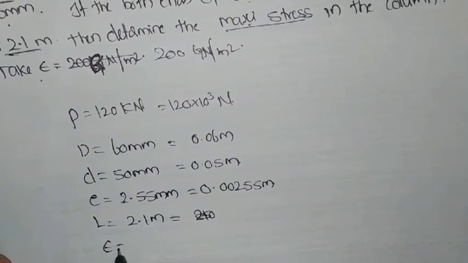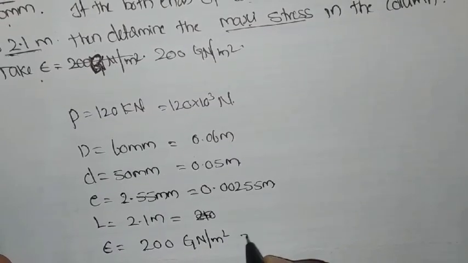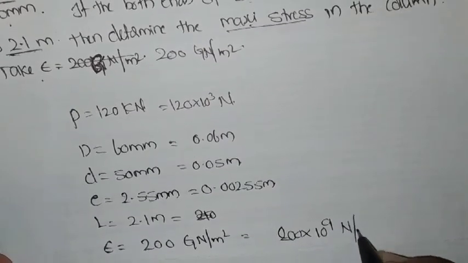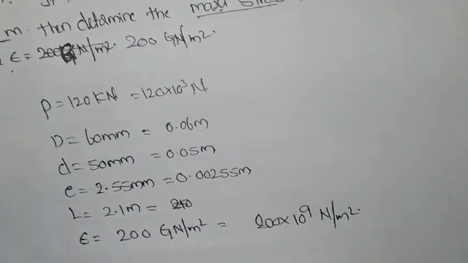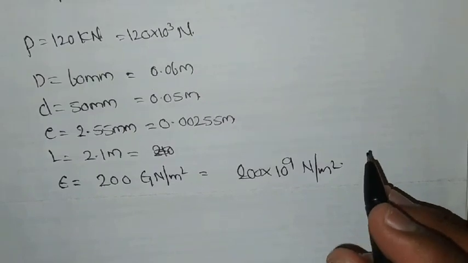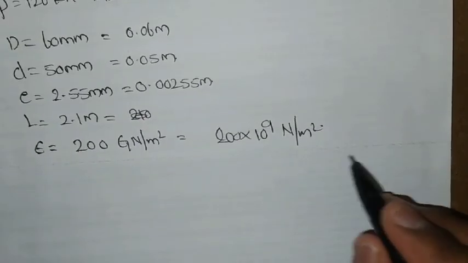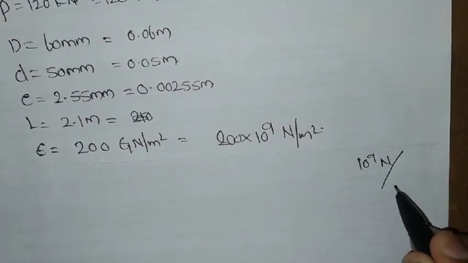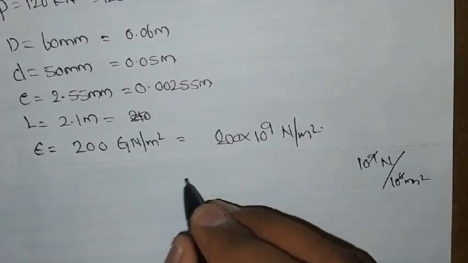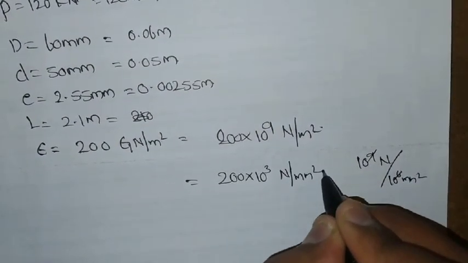Similarly, the value of E he has given is 200 giganewton per meter square. Giga is nothing but 10 power 9, so newton per meter square. Here the meter square we have to convert into mm square. Converting into mm, it will be 10 power 6 mm square, so we will get 200 into 10 to the power of 3 newton per mm square.